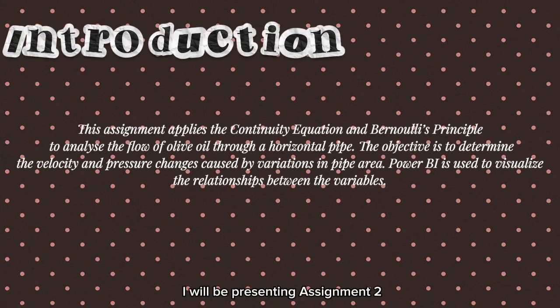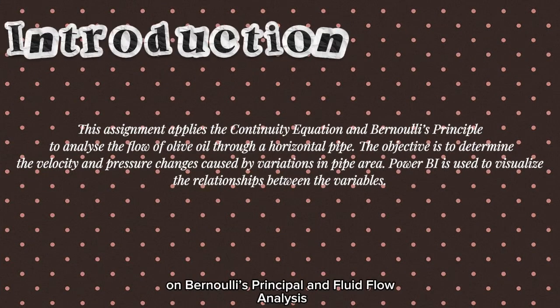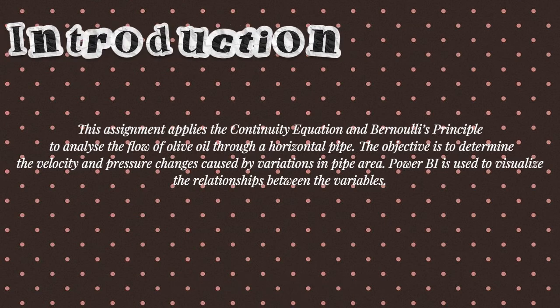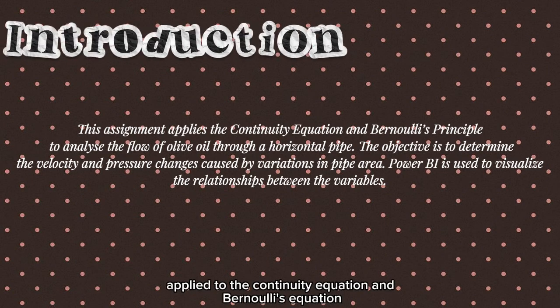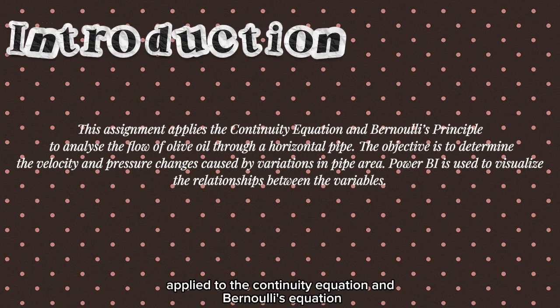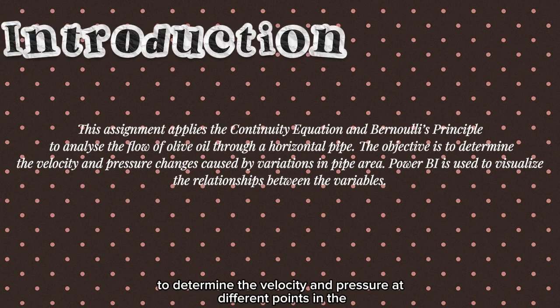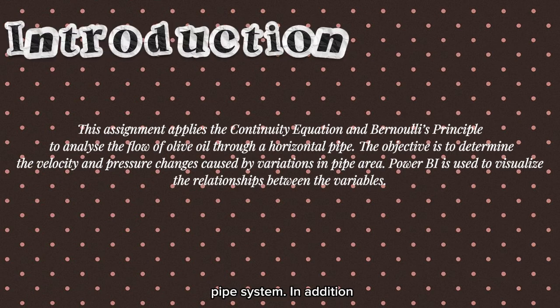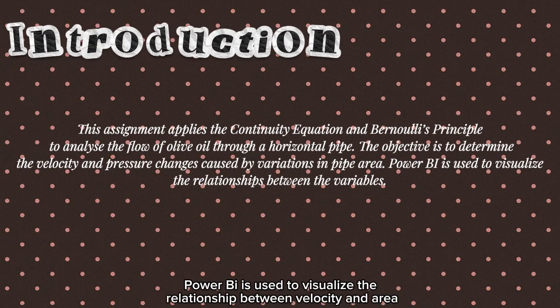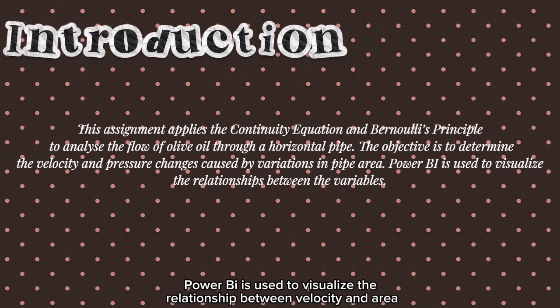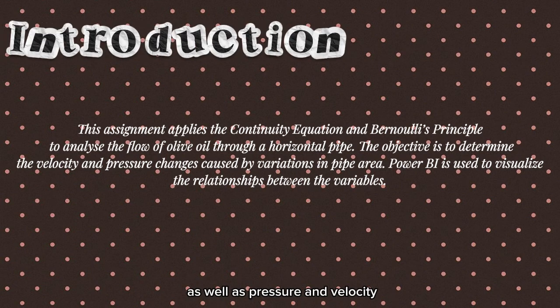I will be presenting assignment 2 on Bernoulli's principle and fluid flow analysis. This assignment applied the continuity equation and Bernoulli's equation to determine the velocity and pressure at different points in the pipe system. In addition, Power BI is used to visualize the relationship between velocity and area as well as pressure and velocity.